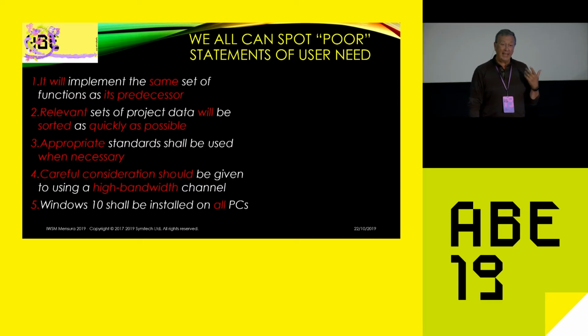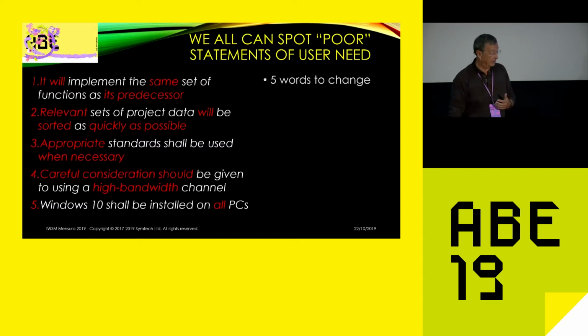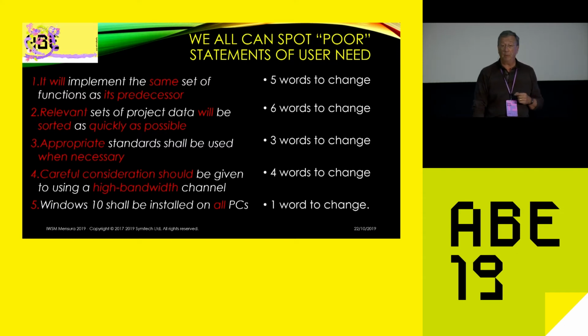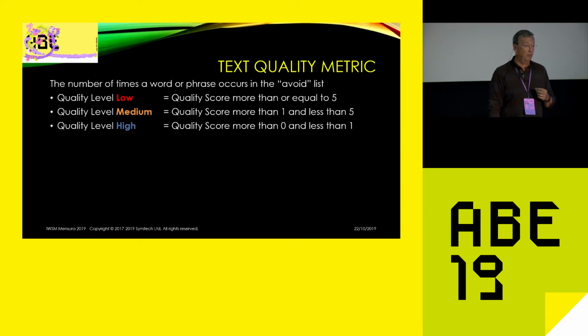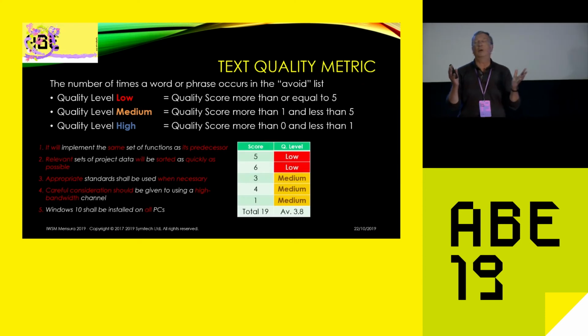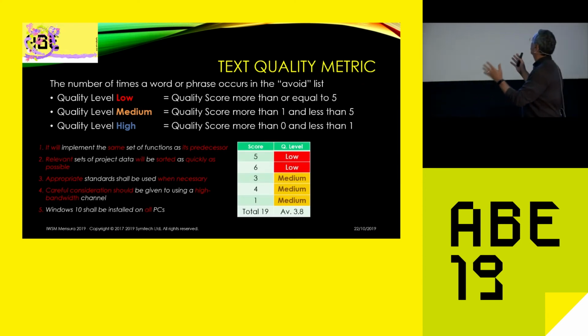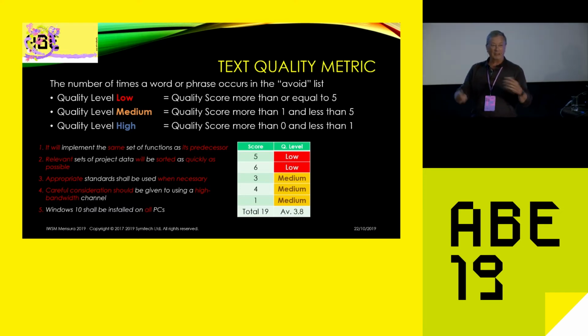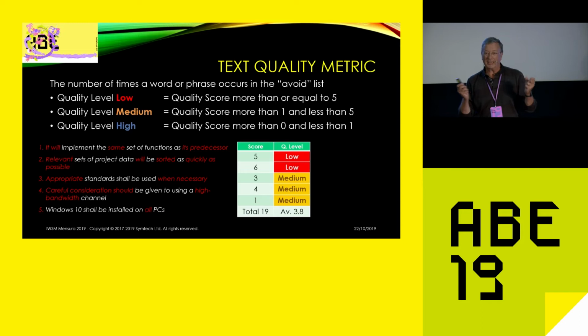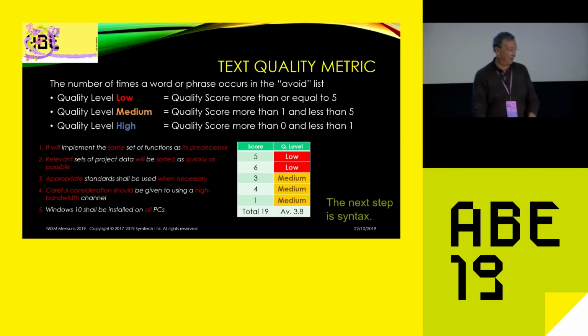So we can then run some metrics. I love numbers. I'm a numbers person. And so I can calculate how many words to change, and then I can set up a text quality metric. This is the number of words that I have to change in each one, and I'm going to call them low, medium, and high. And so I can have a lovely table. Look at that lovely table. Look, 19 things, average of 3.8. I can say, well, it takes me about 10 seconds to change a word. I get some feeling for what's going on.